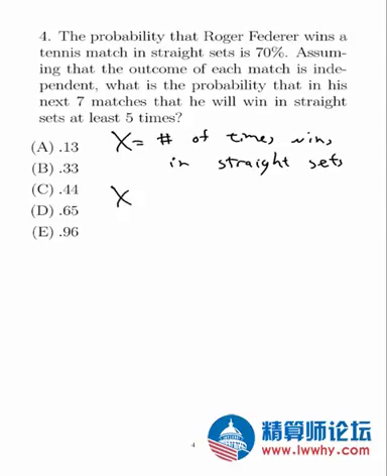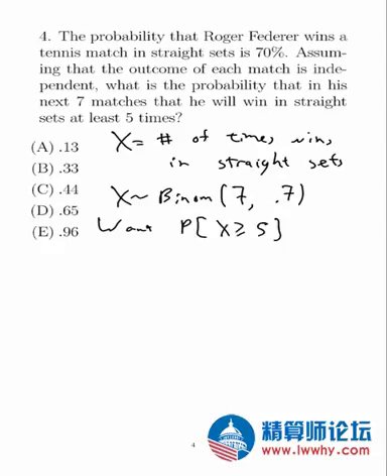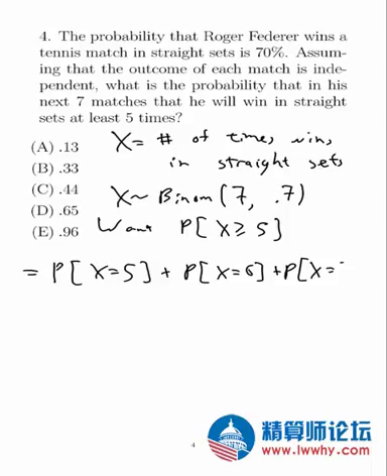X is binomial. Right, there's 7 matches. The probability of winning any particular match in straight sets is 70%. And I want the probability that X is greater than or equal to 5. Okay, so that's just the probability that X equals 5 plus the probability that X equals 6 plus the probability that X equals 7.